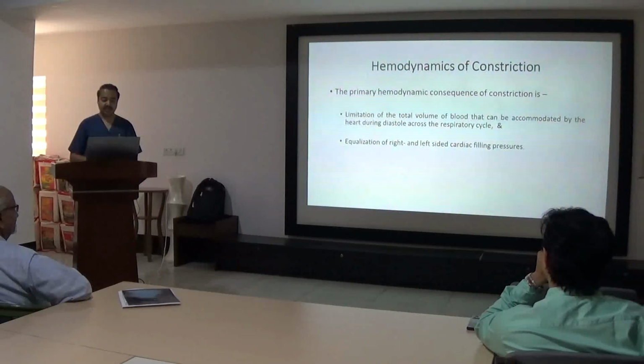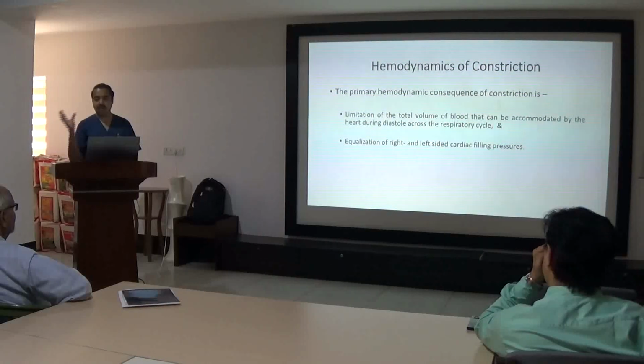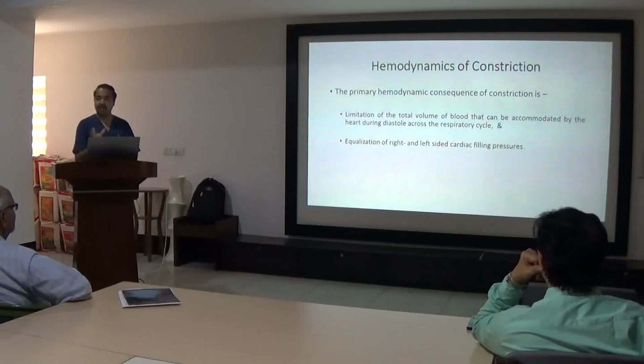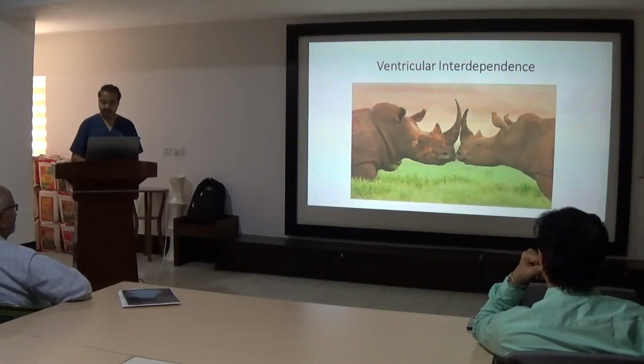The primary hemodynamic consequence of constriction is limitation of total volume of blood. If more volume comes into the LV, the RV has to get compressed; if more volume comes into the RV, the LV has to get compressed. So there is limitation of total volume of blood that can be accommodated by the heart during diastole across the respiratory cycle, and there is equalization of right and left sided filling pressure during diastole particularly.